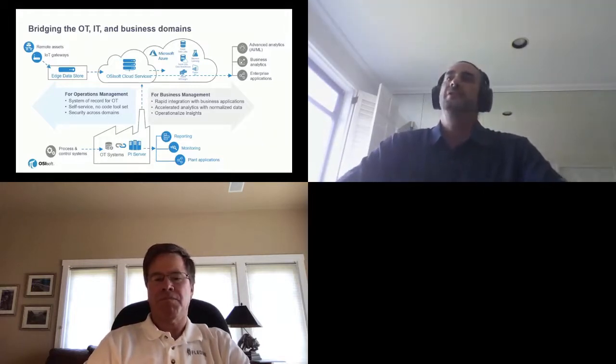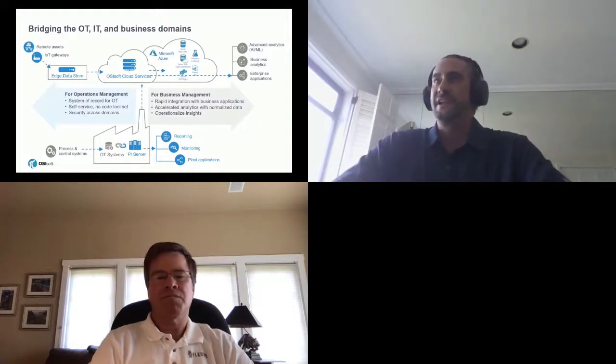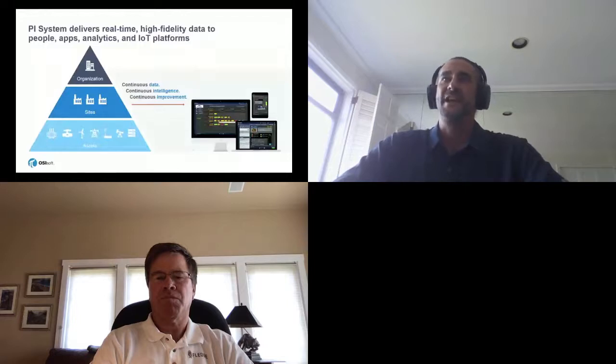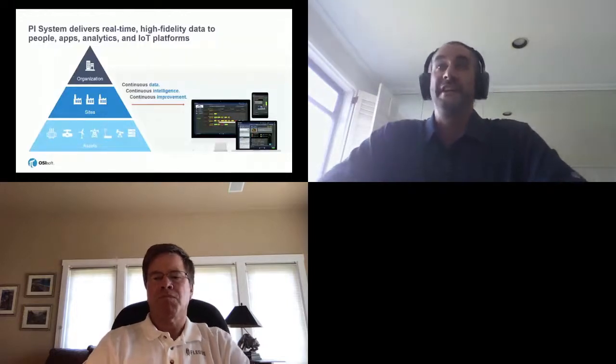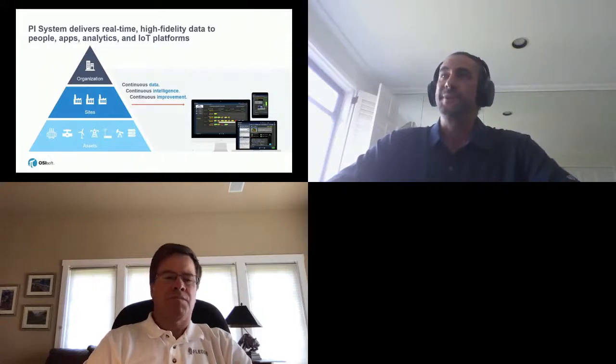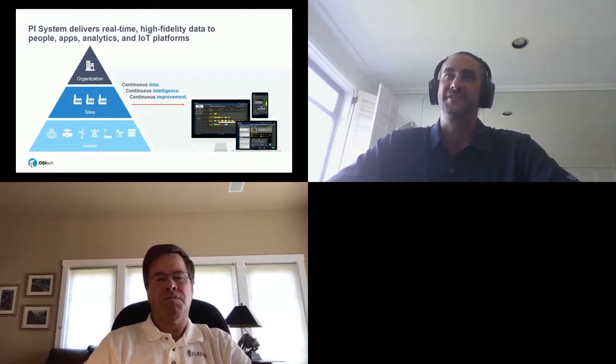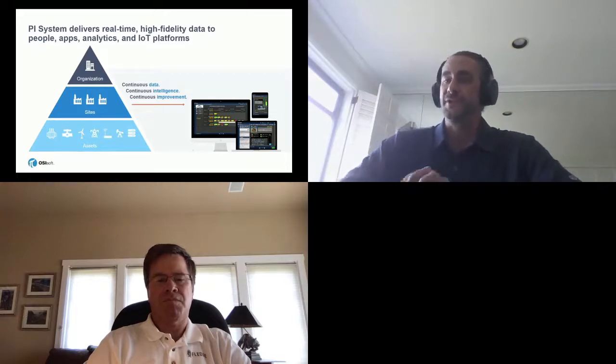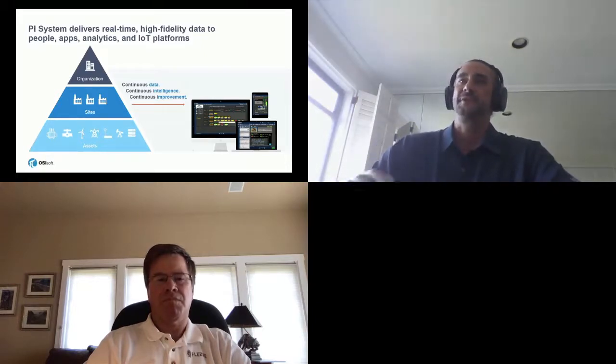In summary, OSIsoft PI system delivers real-time, high-fidelity operations data to people, applications, and AI ML platforms. Data from assets, sites, and organizations rendering on any client device anywhere. In our world today, the competitive winners will be decided by who drives the best, fastest decisions on a continual basis. That can be achieved by using continuous data to power continuous intelligence, which drives continuous improvement. Next slide, please.